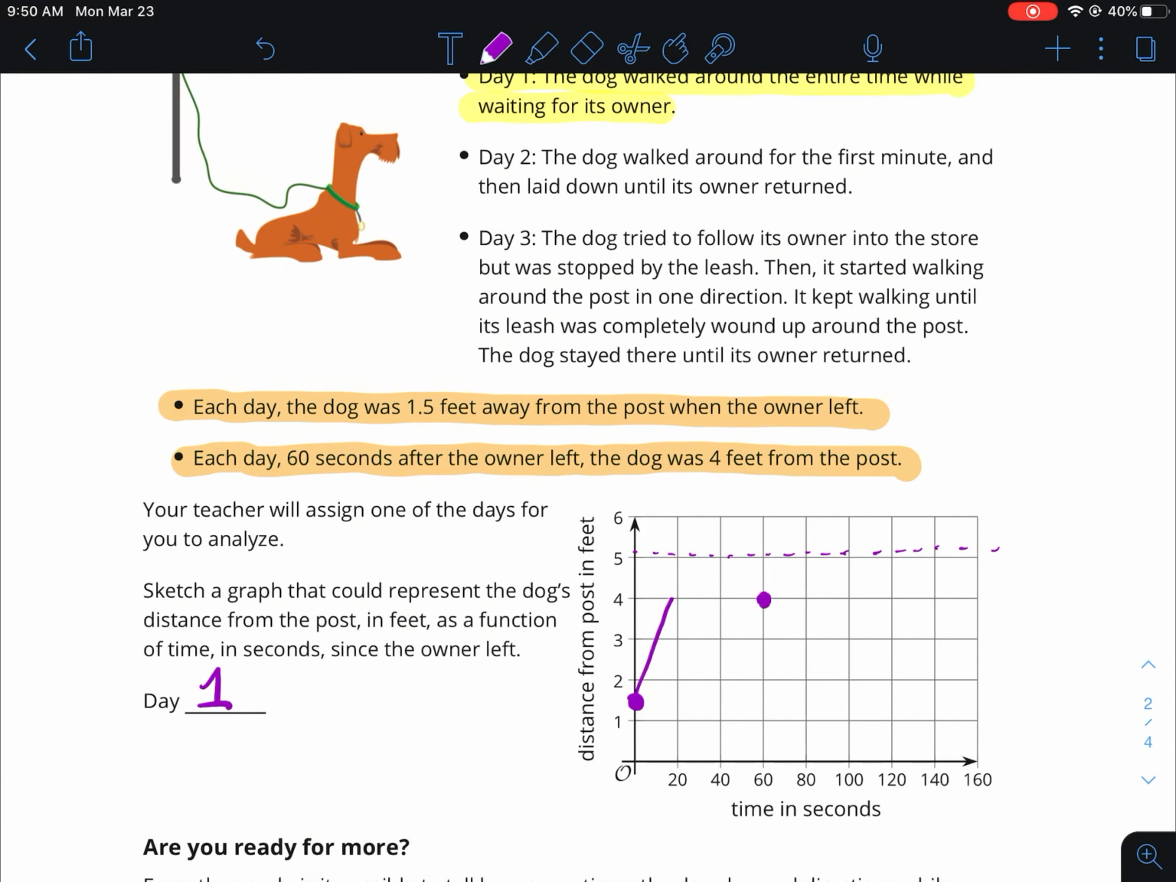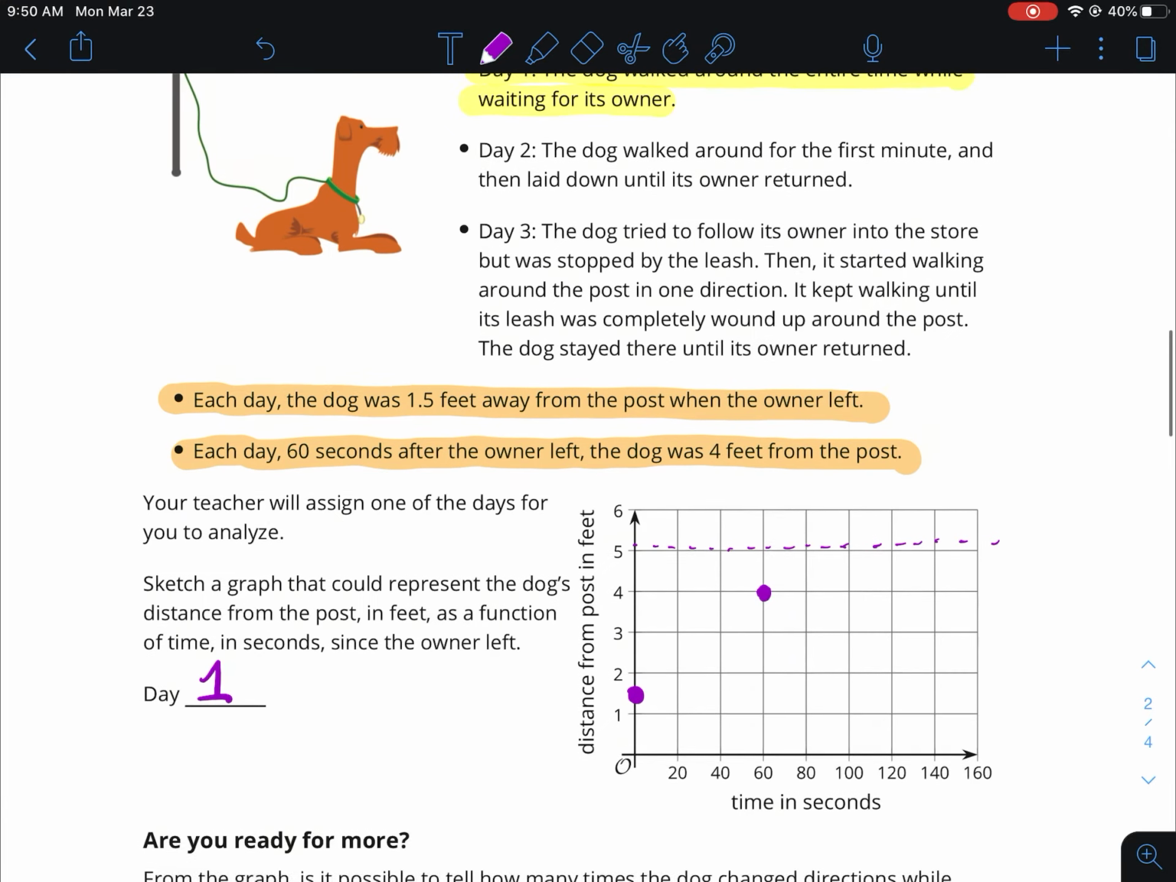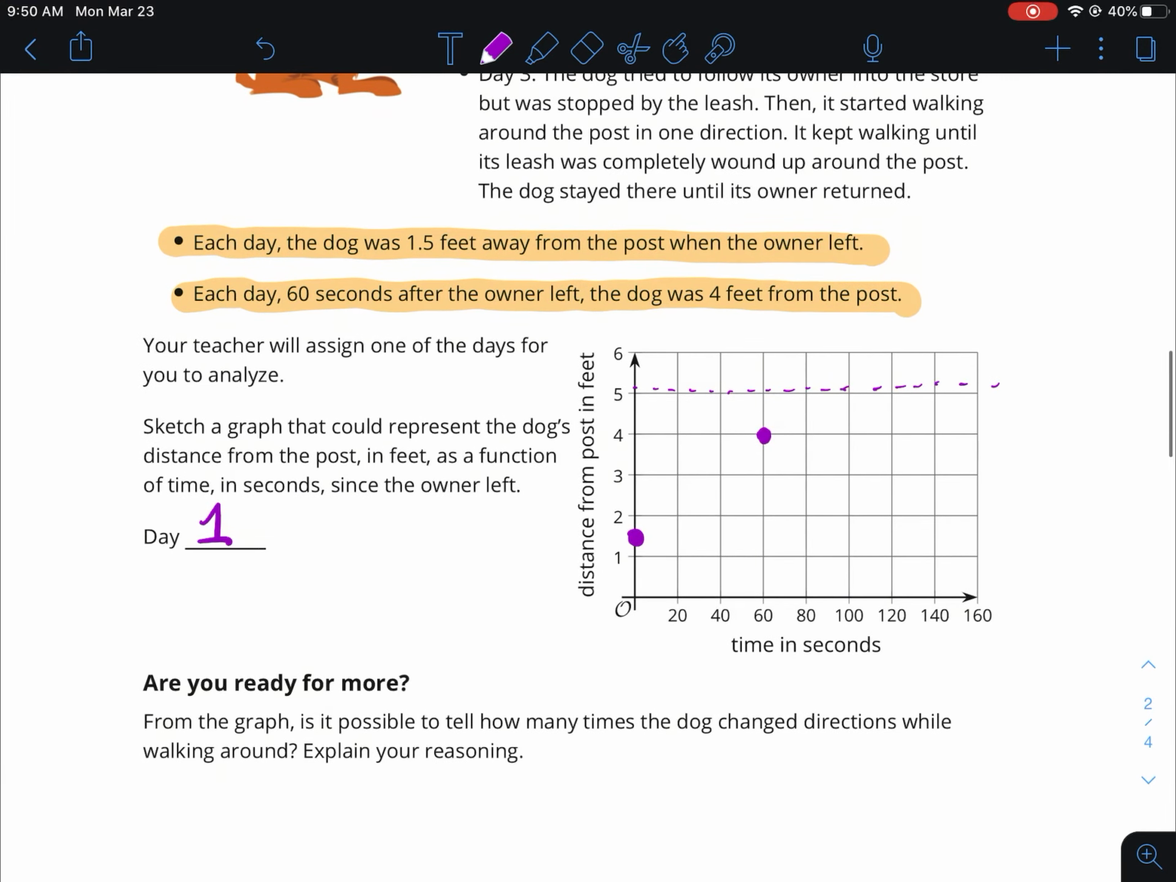So maybe he walks to the end of his leash and then he comes back, then he walks really close to the pole, and then he decides to walk away again, and then he stops, okay? Except you see how this line, I even might want to make it a little not so flat, right? So he's still walking away, he's walking back, he walks all the way, and then maybe walks back. So it's just the dog walking. There's no constants in there, nothing like that. So that's day 1.